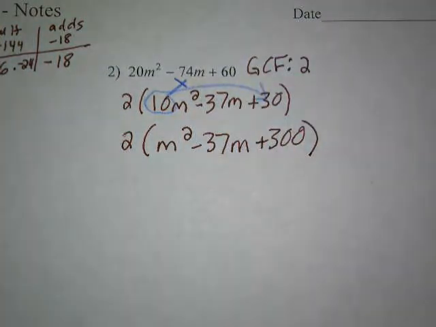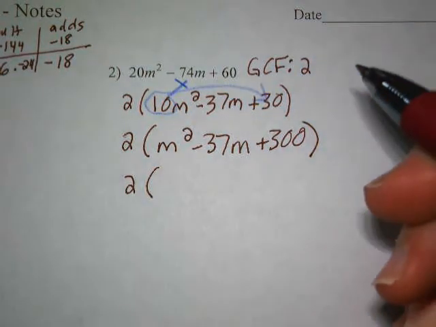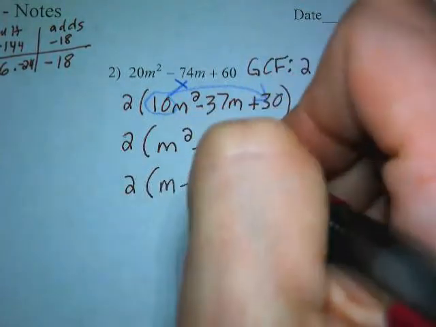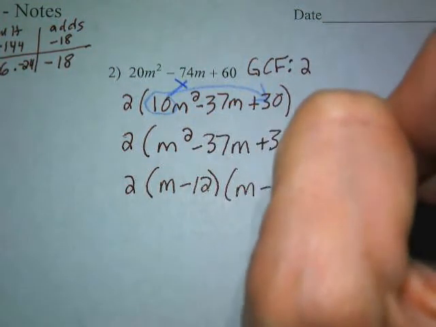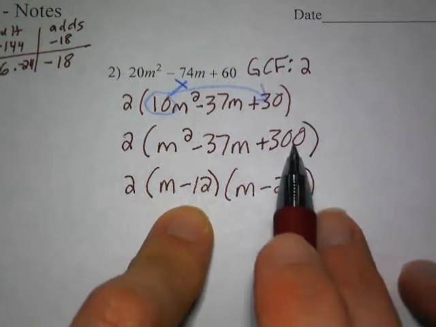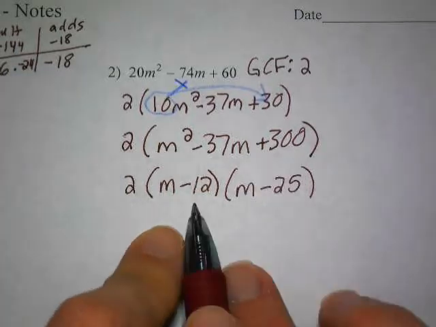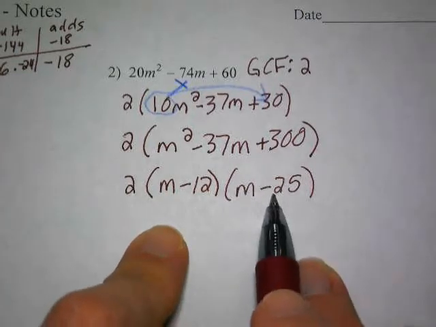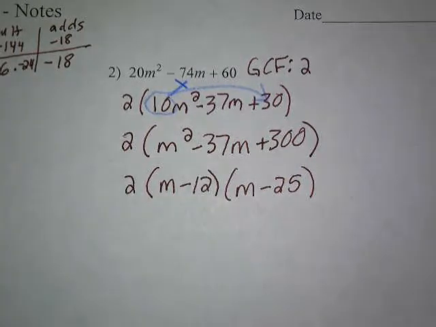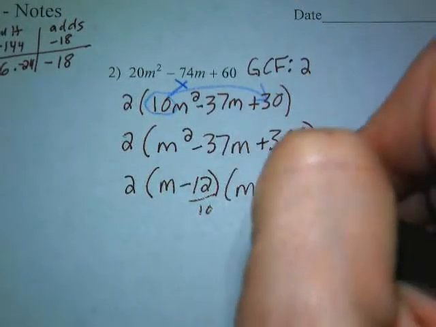And then we're ready to use our easy factor. 2 times m minus 12 times m minus 25. So negative 12 times negative 25 gives me positive 300, and negative 12 minus 25 gives me negative 37. Then we can do our divide. We multiplied by 10, so we're going to divide by 10.